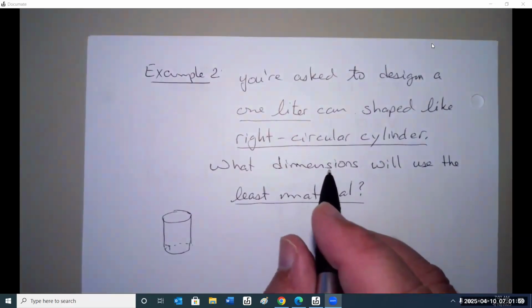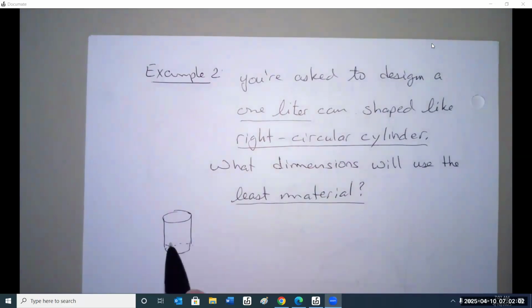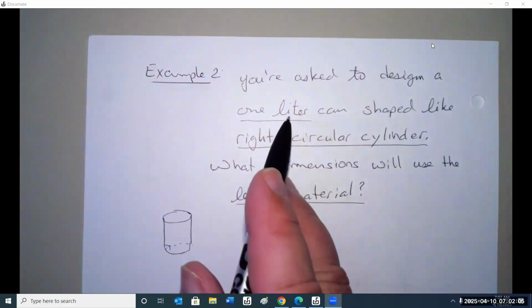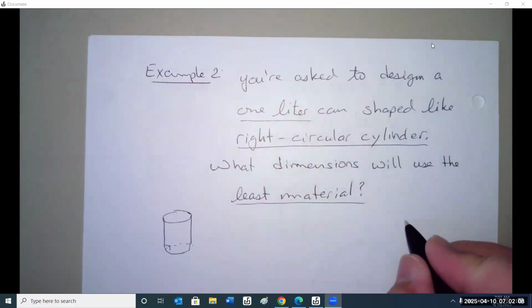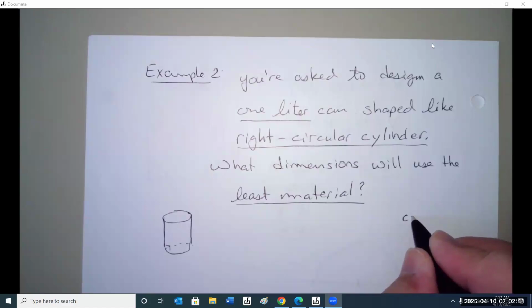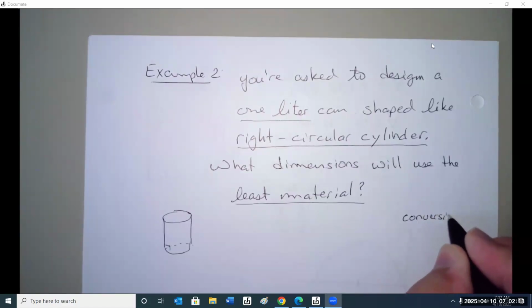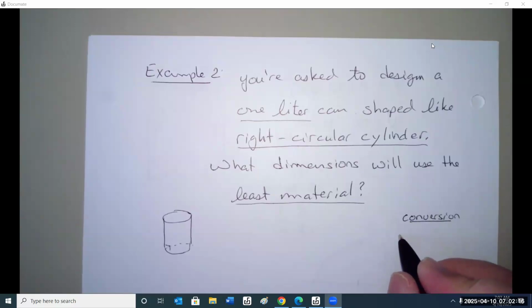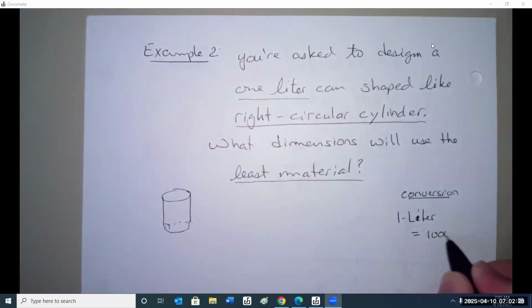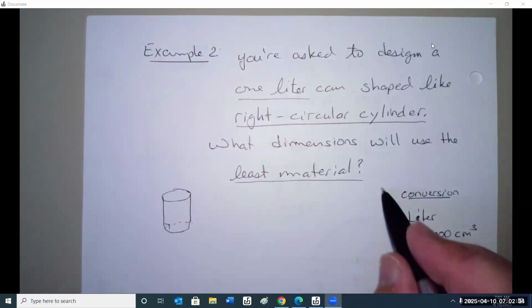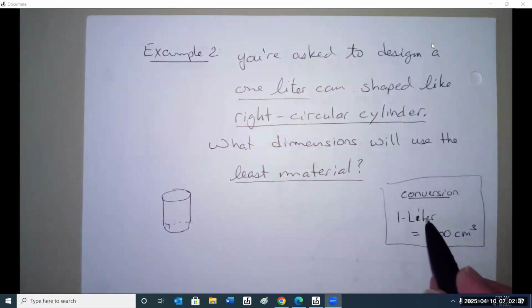It's got to hold 1 liter. Why is that important? Because we're looking for material and we're given a liquid measure. So we have to use this conversion. We have to go from 1 liter and change it to some distance measure, and that equals 1,000 cubic centimeters. This is the conversion we have to use to change from liquid to solid. That's pretty cool.